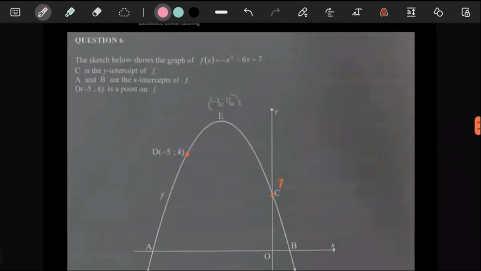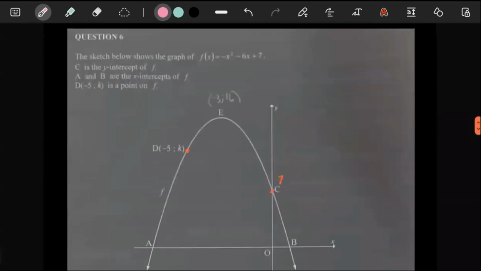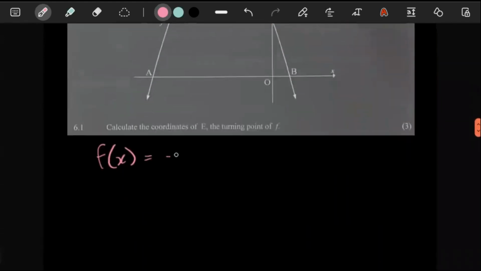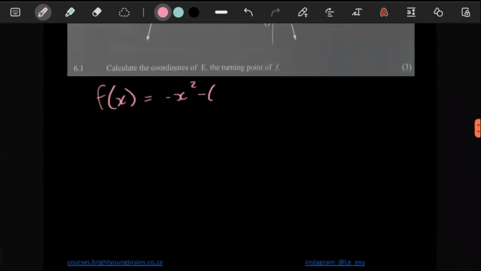So in terms of getting the turning point, this is a parabola, right? But it doesn't matter. Whether it's a parabola or not, the easiest way to get the turning point is to just use differential calculus, because differential calculus makes the world go round. So we're going to differentiate and equate our equation to 0, because differentiating gives you the gradient equation of your graph.